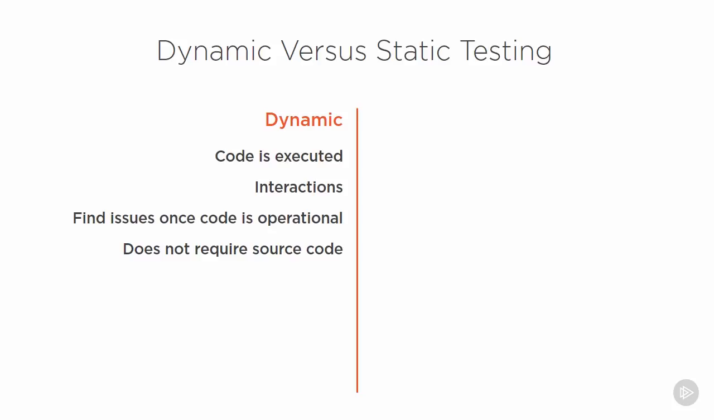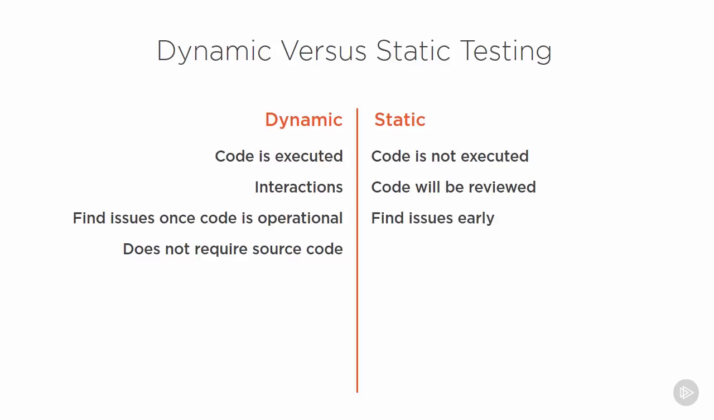Now let's take a look at static testing. Code will not need to be executed in order to perform static code testing. Static code analysis will involve a process of reviewing the product specifications, documentation, and the actual source code to see if there are any security issues found. When performing static analysis, coding issues can be identified early on in the software development lifecycle. Static analysis can only be performed with access to the source code.